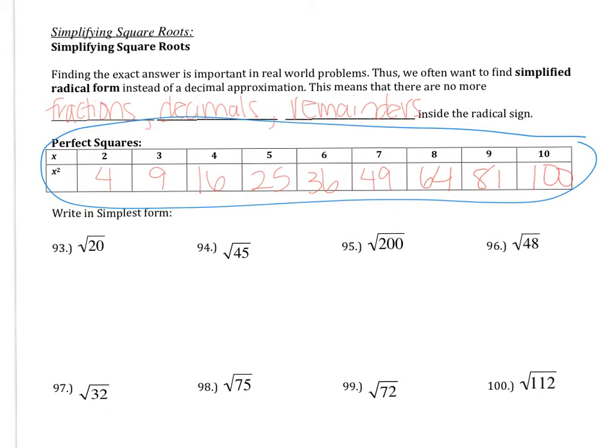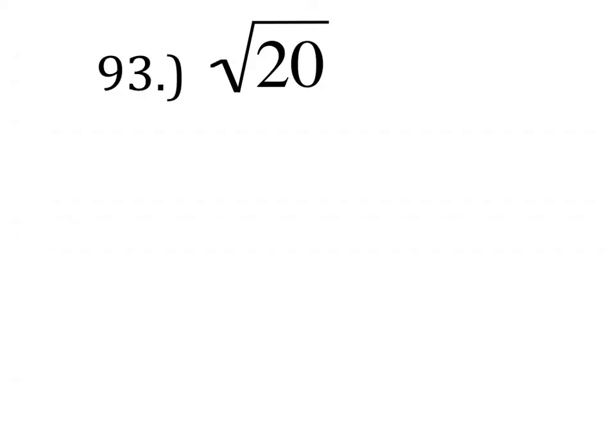So we're going to take a look at number 93. Now, you will be able to plug this into the new yellow calculators that we got, and you will get a radical. But it is important also to know how to do it without a calculator, and the easiest way that I've found is by doing a factor tree.